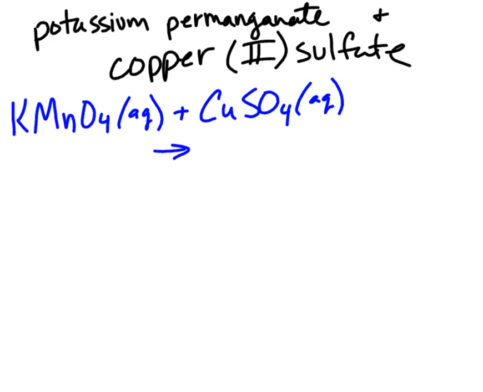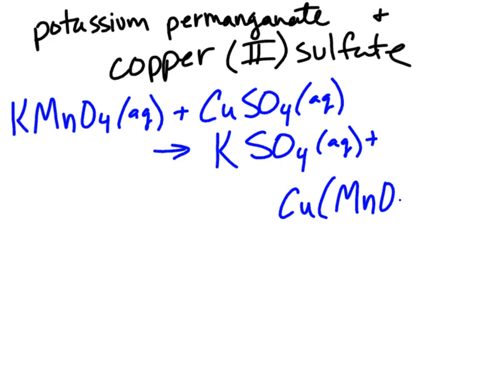products. So I'll switch my metals. So I'm going to go potassium sulfate, which is aqueous, plus copper 2 permanganate, and I'll go ahead and draw it down here, copper 2 permanganate, so I'm going to go Mn O4 2. Now this is a solid.